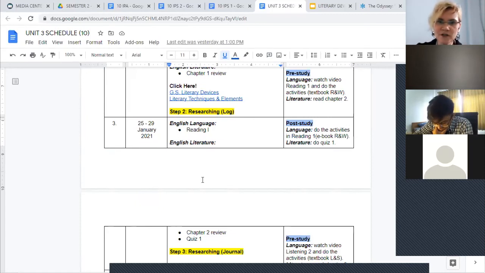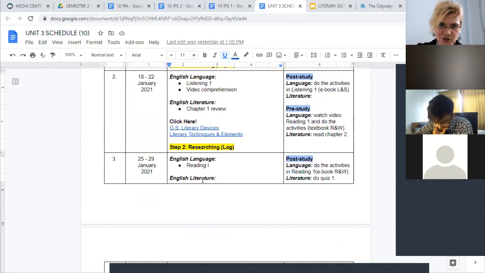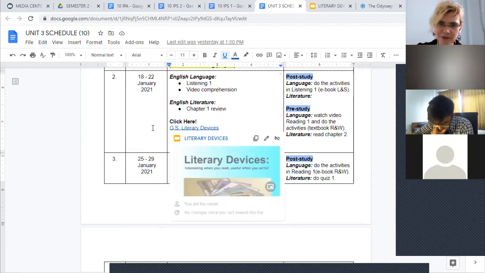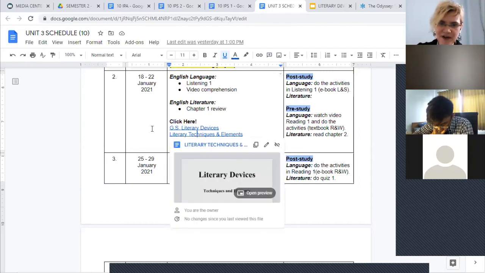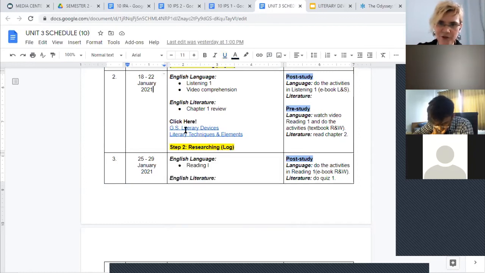And during the Zoom meeting, we go over the elements and techniques of literature. So here, remember, look at this. This was the PPT we went over just now. Oh no, the Google Slides, sorry. And this is the literary devices, techniques, and elements. You need to read that on your own.